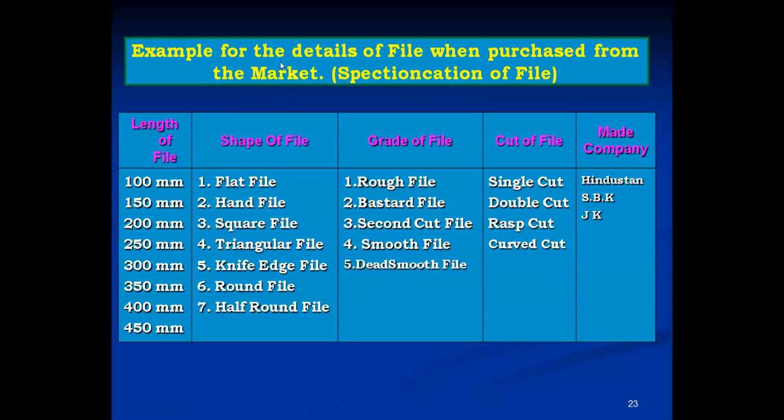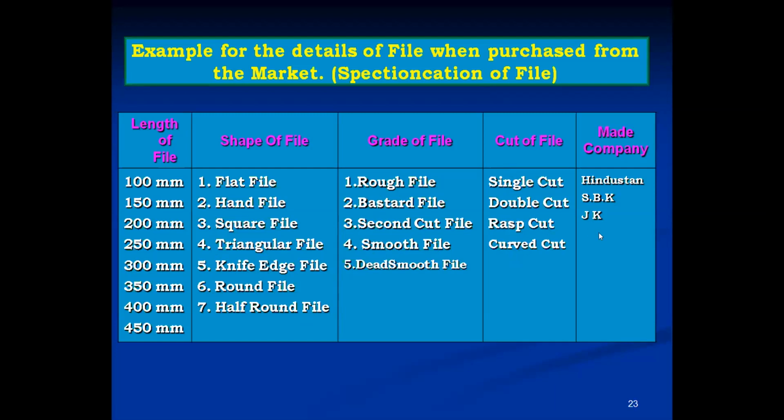Next, an example of the details of the file when purchased from the market. Specification of the file. Length of file: 100 mm, 150, 200, 250, 300, 350, 400, 450. Shape of file: flat file, hand file, square file, triangular file, knife edge file, round file, half round file. These are available. Grade of file: rough file, bastard file, second cut file, smooth file, dead smooth file. And cut of file: single cut file, double cut file, rasp cut, curve cut.